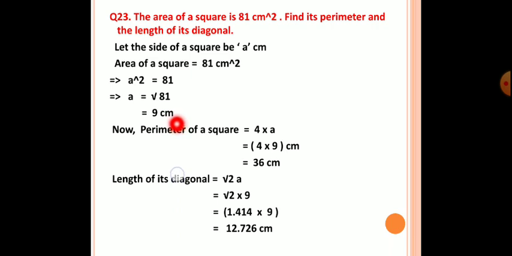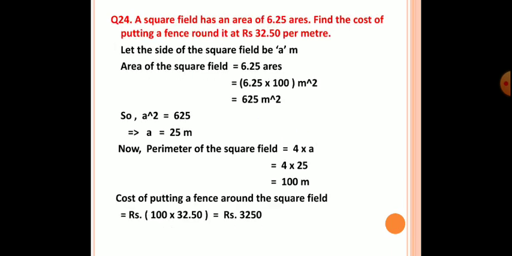Now we have got the side of the square. Now let us apply the formula of perimeter and length of its diagonal. So perimeter of a square equals 4 into a. So 4 into 9, which is 36 centimeter. Next, length of its diagonal, which is root 2 into a. So root 2 into 9. So let us write the value of root 2, which is 1.414 into 9, which is equal to 12.726 centimeter.